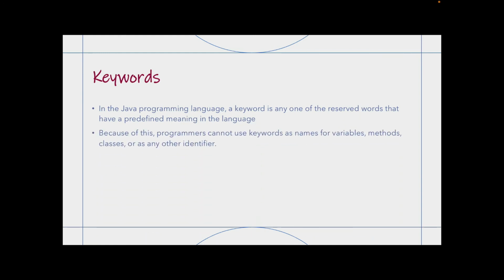Okay, so next we're going to be looking at keywords. In the Java programming language, a keyword is any one of the reserved words that have a predefined meaning in the language. You don't really have to know them by heart, but you can look them up on the internet and you'll get a brief idea of what keywords are. Because of this, programmers cannot use keywords as names for variables, methods, classes, or as any other identifier.